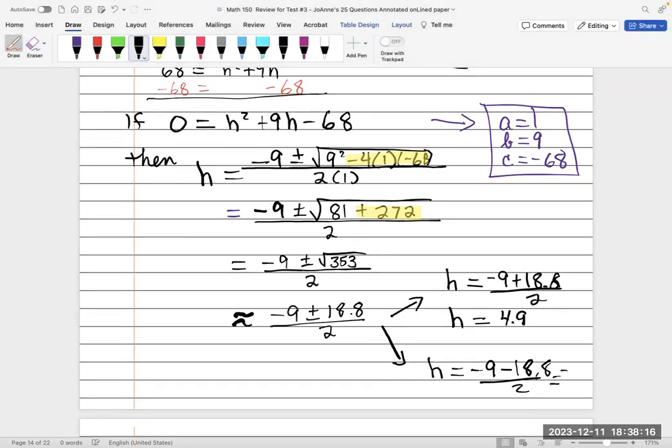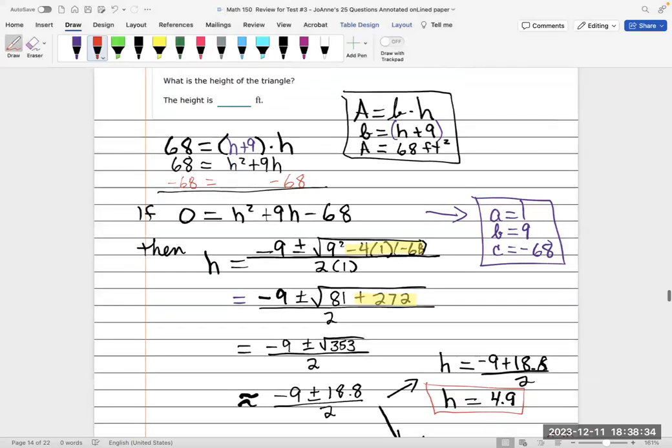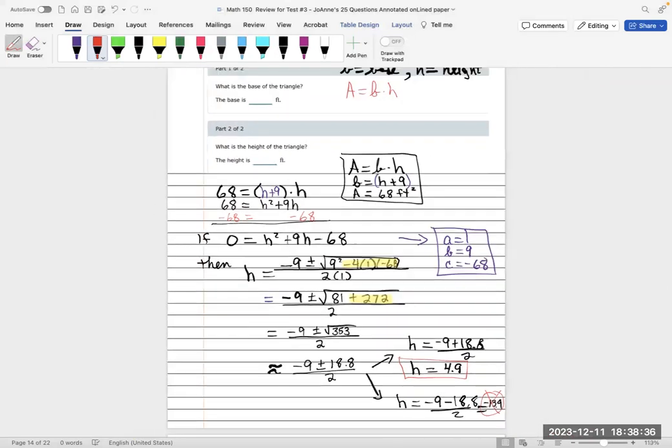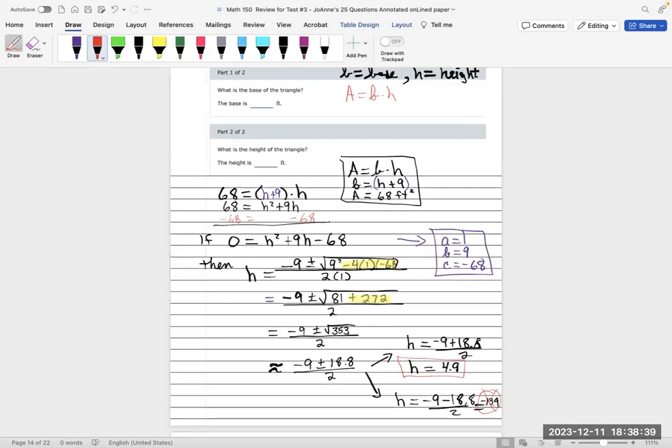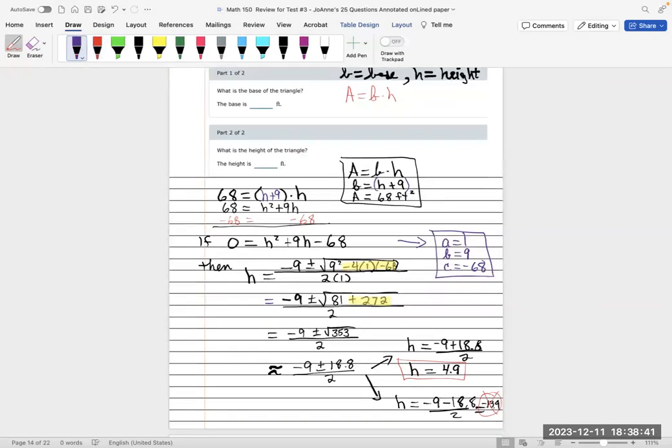Negative 27.8 divided by 2. A negative length is not what we want, so that is my height. And then I plug it back into the original equation that I wrote up here. The height is 4.9. And because I used h, I know that height is 4.9.